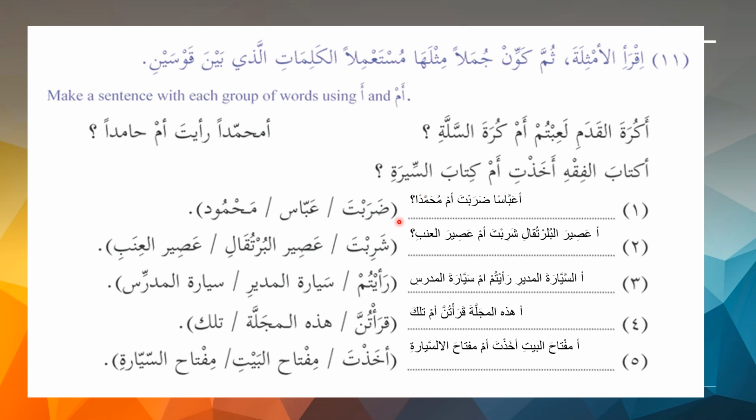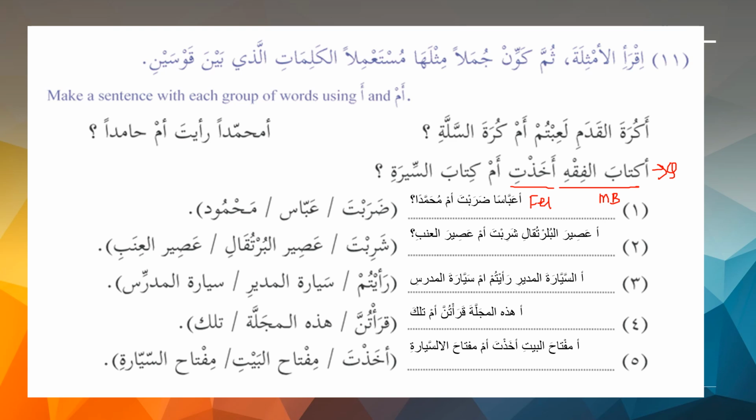So in the example here, the Rabta, Abbas and Mahmoud. So you need to see the structure that the noun or the maf'ul bihi is coming first, is preceded, and the fail or the verb is pushed back in this kind of questioning structure. So you need to follow the same structure here.